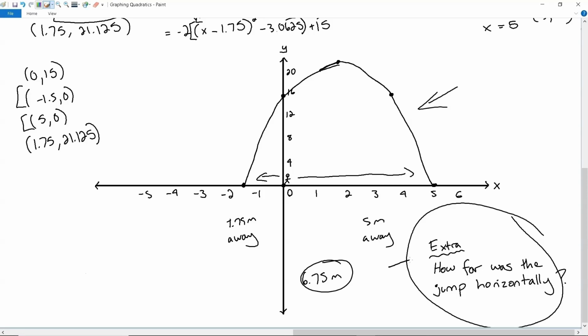So that just shows you how much easier it is to solve questions like that when you have a good visual representation of what happened.